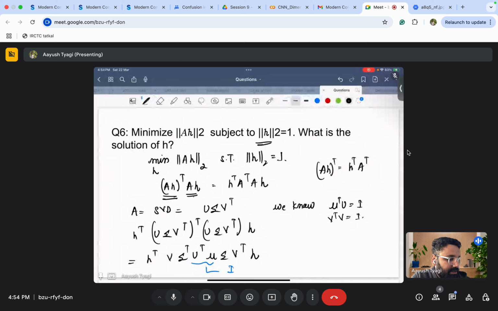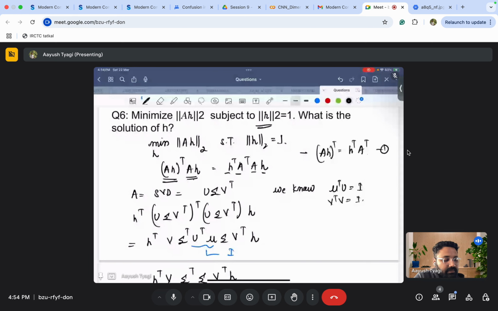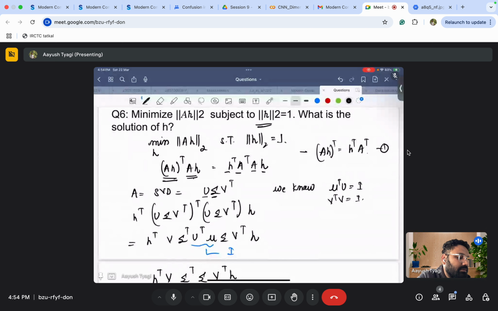And this is a property: whenever you're doing the transpose of a product, (Ah) transpose is equal to h transpose A transpose. You just fit this property here, and you get h transpose A transpose A into h. Now we can do an SVD, a singular value decomposition, of the matrix, and once you do that you will have U sigma V transpose. There are two properties if you know SVD: U transpose U is 1, and V into V transpose is I, the identity matrix.